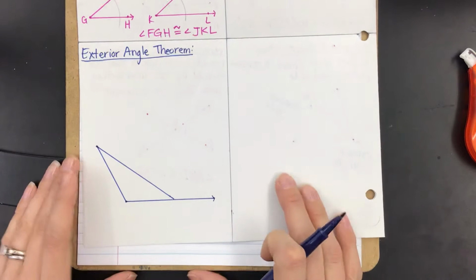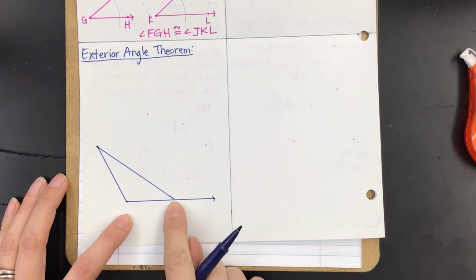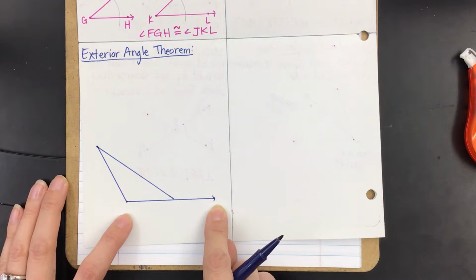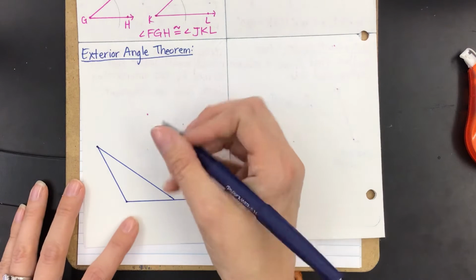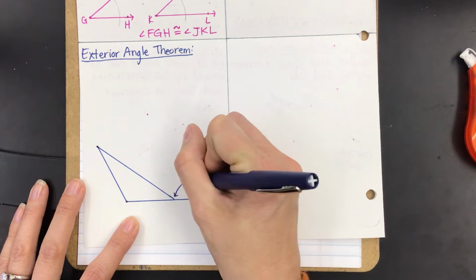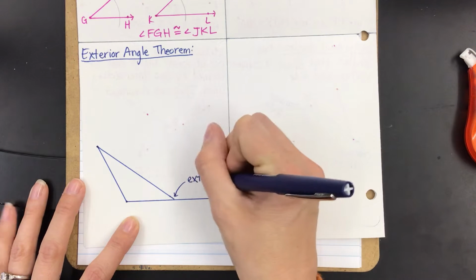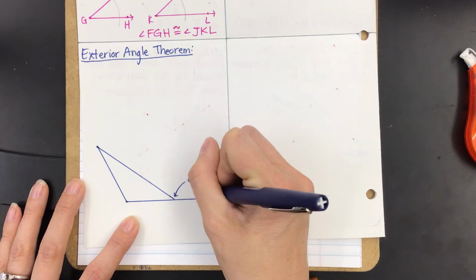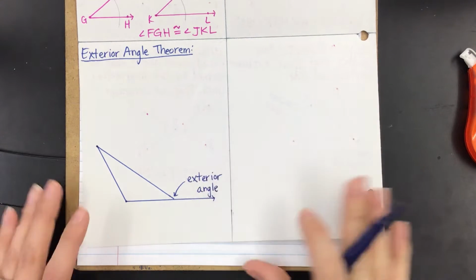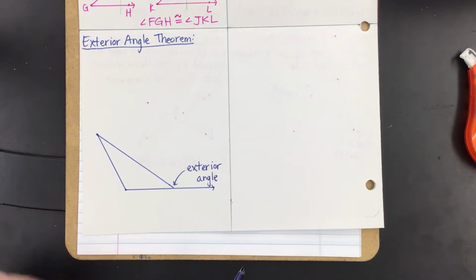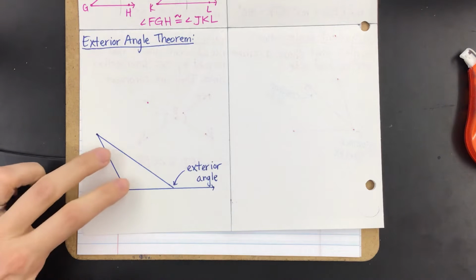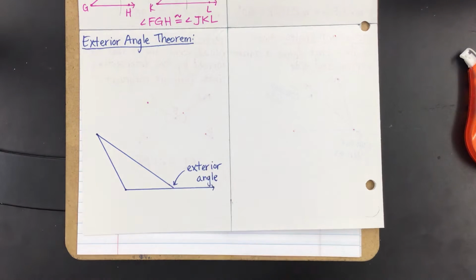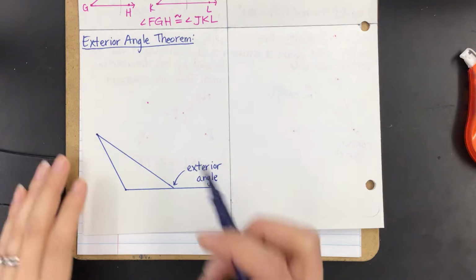Okay, so when you have a triangle that has a ray extending from one side of the triangle, it creates something that we call an exterior angle. It's an exterior angle because it's on the outside of your triangle. And the two angles that are on the inside and opposite of your exterior angle, we call them remote interior angles, okay?